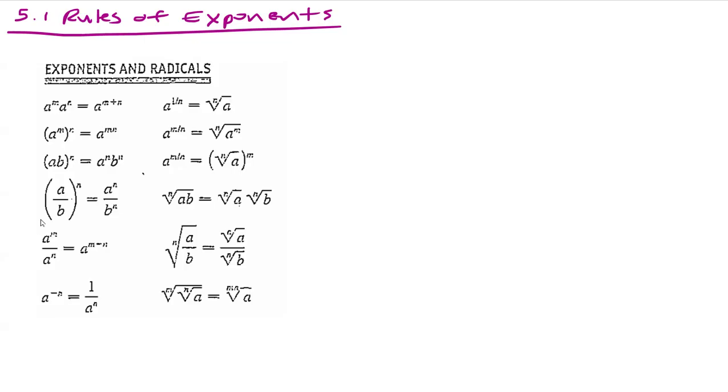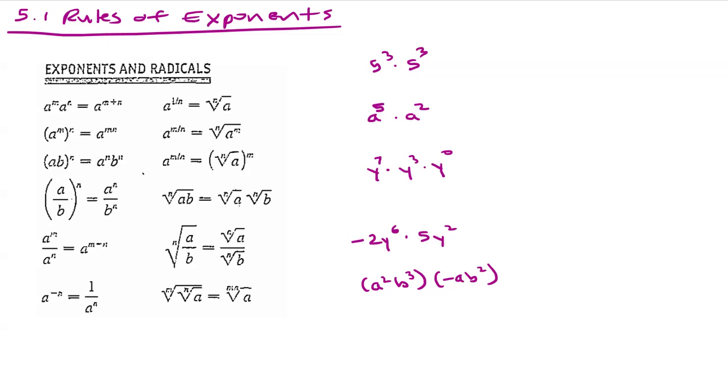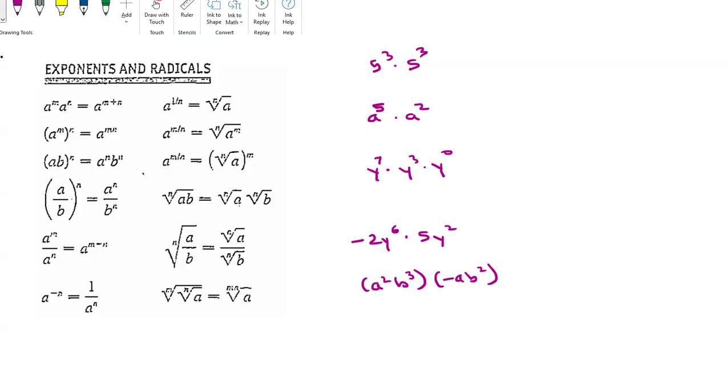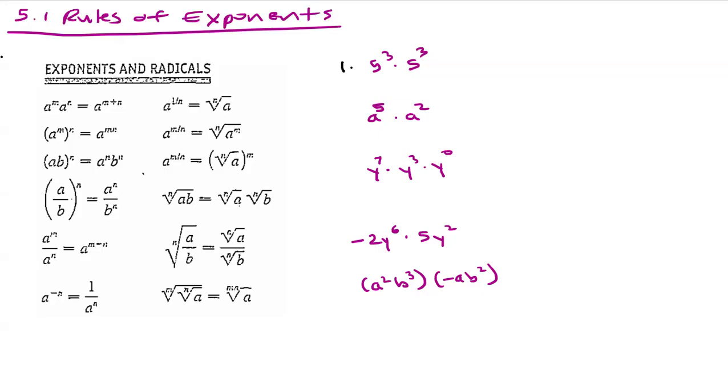So let's do some examples. All right, so let's look at these examples. Say for number one, we have 5 to the third times 5 to the third. I'm just going to label the rules one, two, three, four, five, and six. So we're going to apply rule number one here.